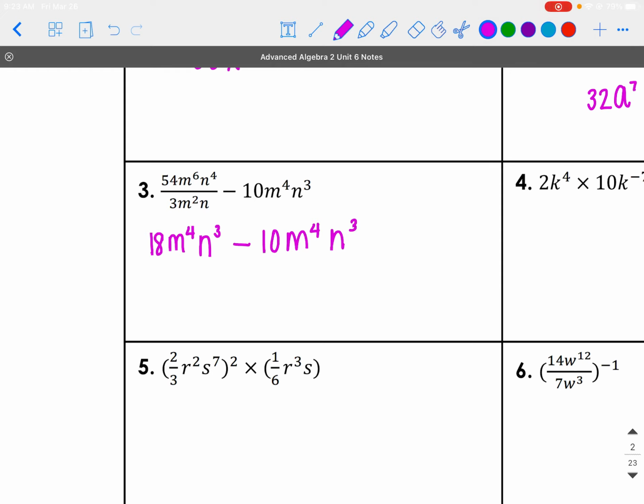When we're just adding or subtracting, all of your variables have to be the same. We have to have both m to the 4th n cubed, which we do. And so adding or subtracting doesn't change the variables. It only changes the numbers out front, or those coefficients. 8 m to the 4th n cubed.